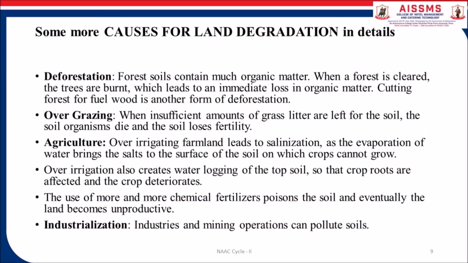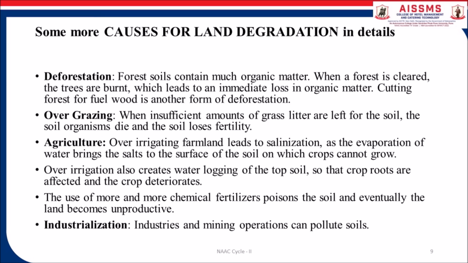Let's understand the causes for land degradation. First one is deforestation. Forest soil contain much organic matter. When a forest is cleared, the trees are burned, which leads to an immediate loss in organic matter. Cutting forest for fuel wood is another form of deforestation. Overgrazing. When insufficient amount of grass litter is left for the soil organism, they died and the soil loses fertility.